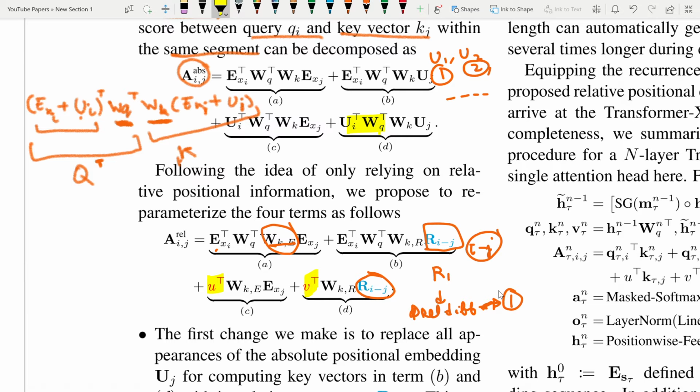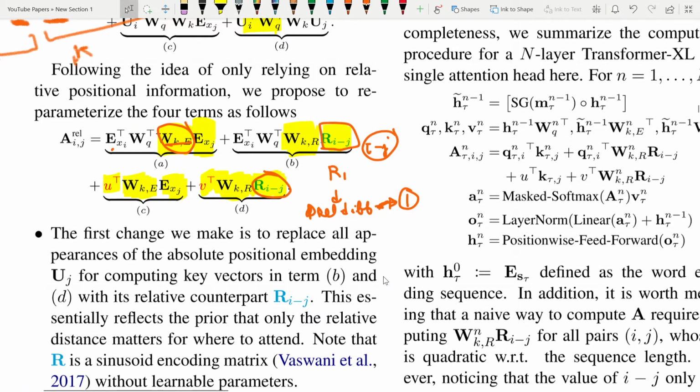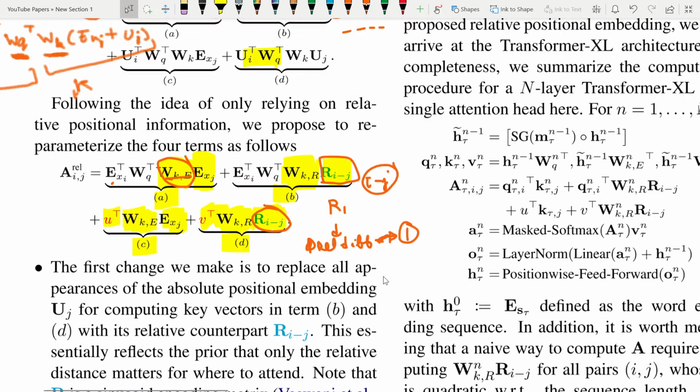And so instead of having just the same WK weights, you have two different weights. This is related to embedding and this is related to the relative location, WK,E and WK,R. So whenever you have E xj over here, you will have WK,E, and whenever you have Ri minus j, you'll have WK,R. So it's basically like you have different key weight matrices for the position and the embedding. So why is this done? So if we consider these terms A, B, C, and D, they are very nicely explained here.